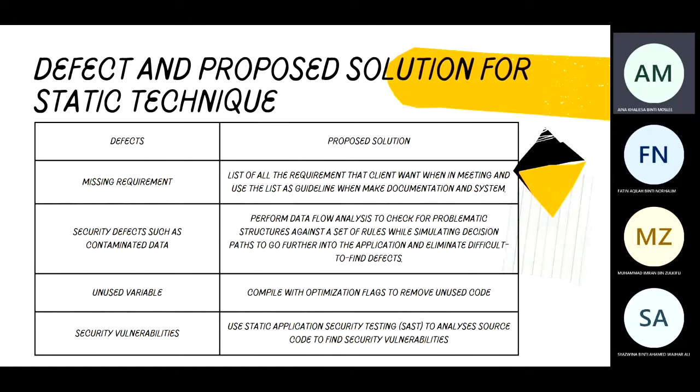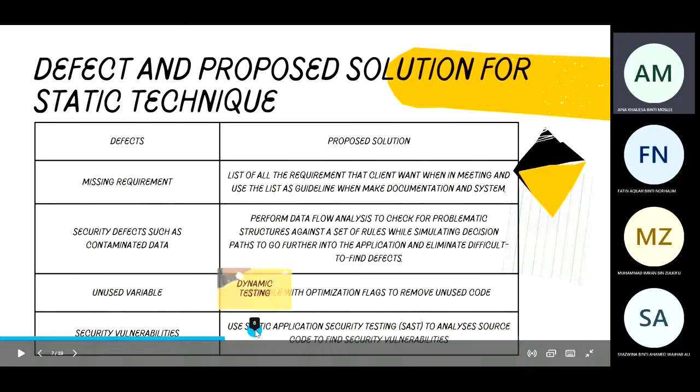For the solution to security defects such as contaminated data, we must perform data flow analysis to check for problematic structures against a set of rules while simulating decision paths to go further into the application and eliminate difficult to find defects. For unused variable, we must compile with optimization flags to remove unused code. And lastly, for security vulnerabilities, use static application security testing, which is SAST, to analyze source code to find security vulnerabilities.